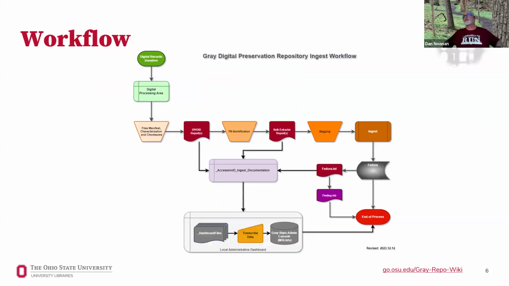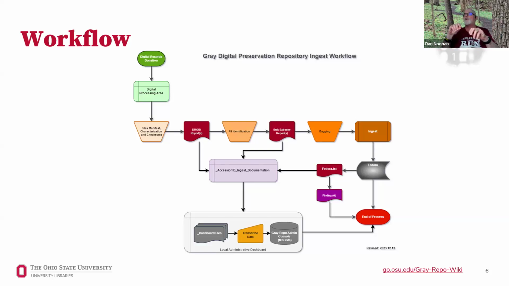So this is what our workflow looks like. I know this is probably a little bit tiny, but on each of these slides, if you go to go.osu.edu/gray-repo-wiki, this is there along with lots of detailed documentation as to how this all works. But essentially, we have a digital processing area set up, which may be that remote desktop, or it may be a shared drive that we have.